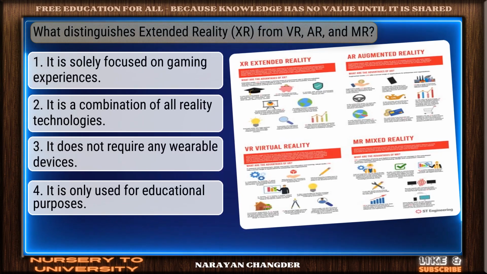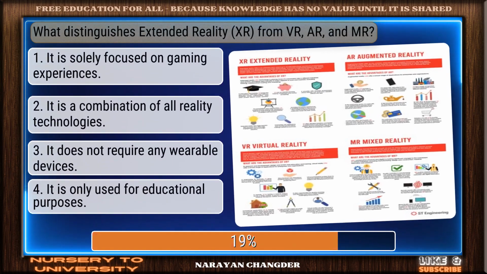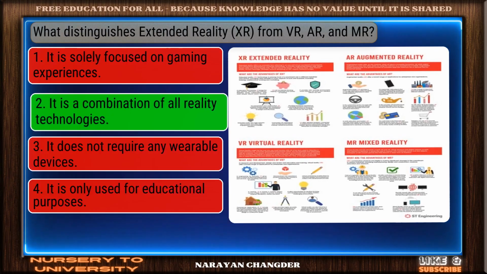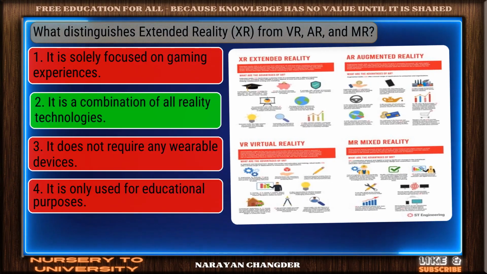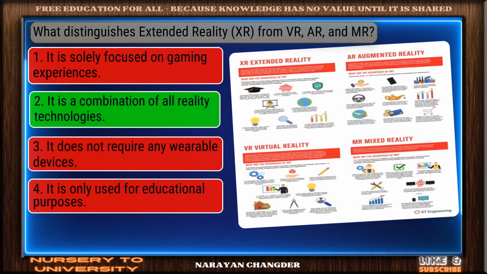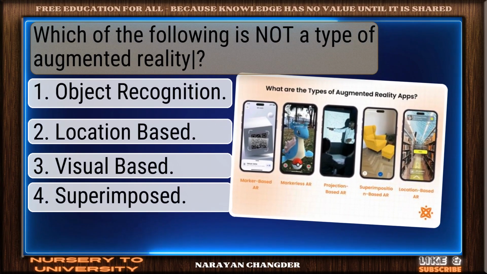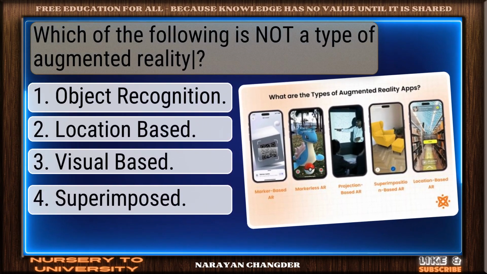Question number 37. What distinguishes extended reality from VR, AR, and MR? Right again. It is a combination of all reality technologies is a valid answer. Question number 38. Which of the following is not a type of augmented reality?